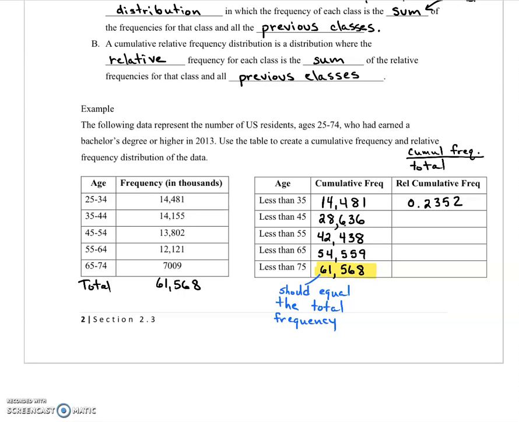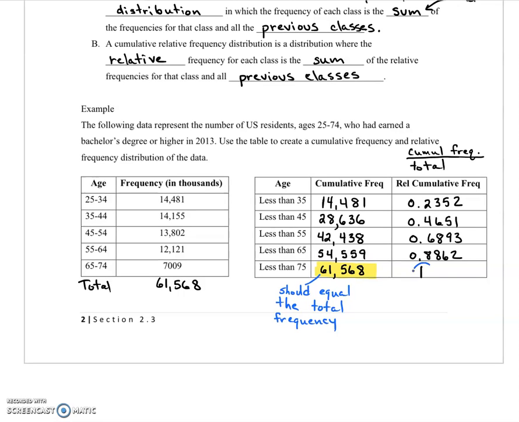When we do 28,636 divided by the total, we get 0.4651. The next relative cumulative frequency is 0.6893. The fourth one is 0.8862. And the last one is 1.